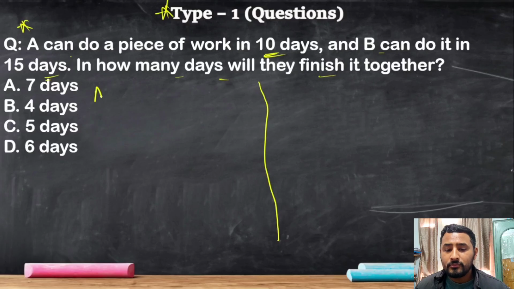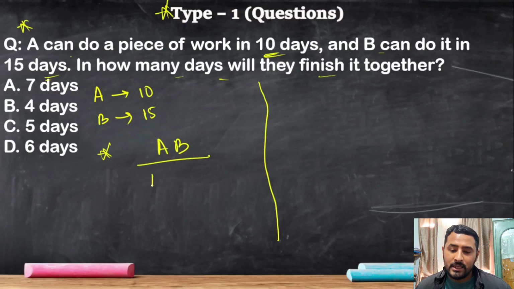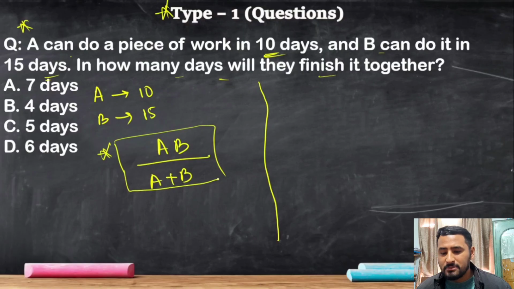First, let's write what is given. A can complete in 10 days, B can complete in 15 days. You should remember one formula for this, if it is asked in how many days they will finish it together. The first method is this formula: AB by A plus B. You can do it using this method also, but I'll tell you, you should not always use this method. I'll give you one more method here, method 2. This is method 1.